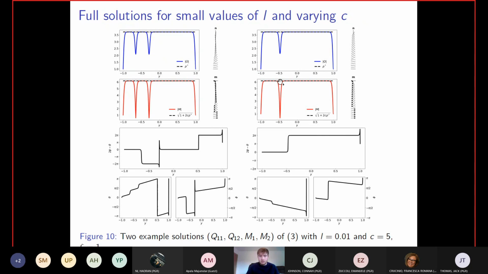And in terms of energy, this solution on the right will have lower energy than the solution on the left, since there are fewer non-trivial local minima, so there are fewer jumps in the solution, which each one will have some sort of energetic penalty, and so this one has lower energy.